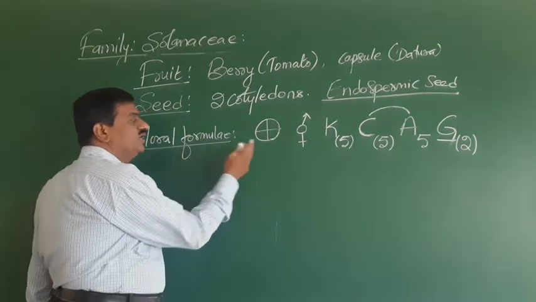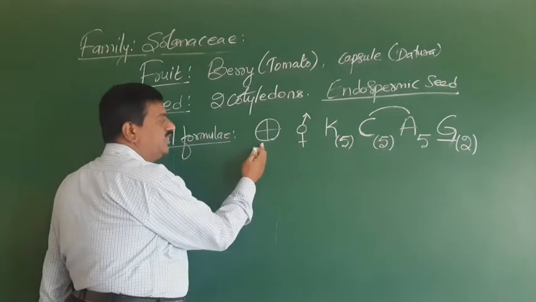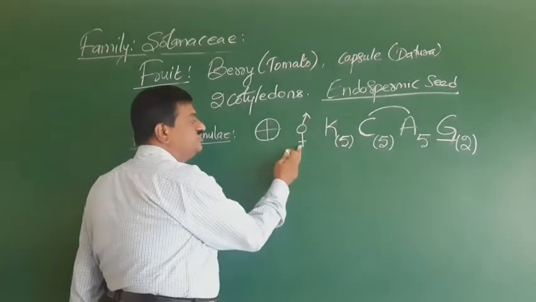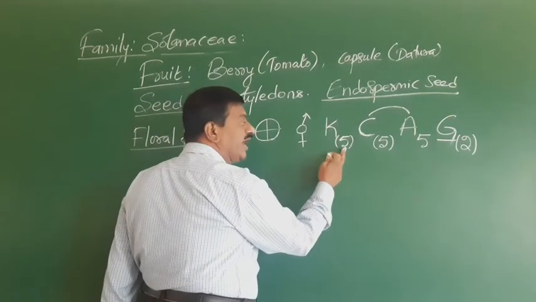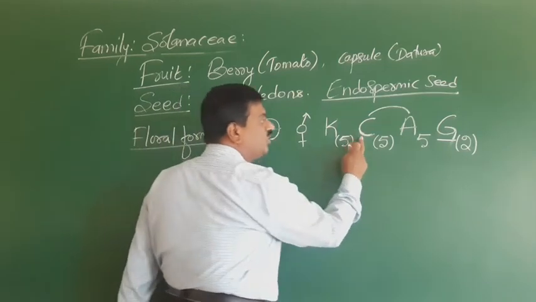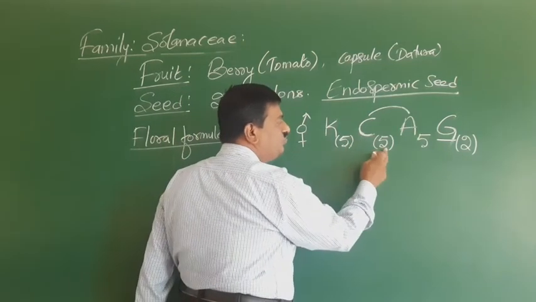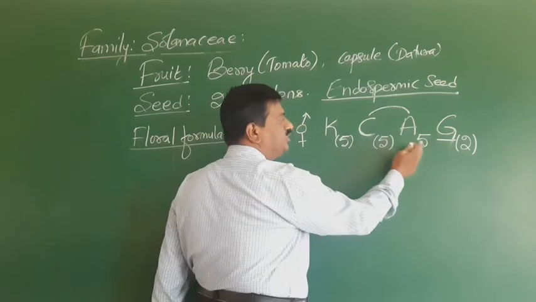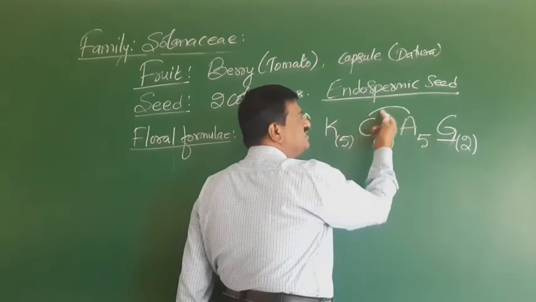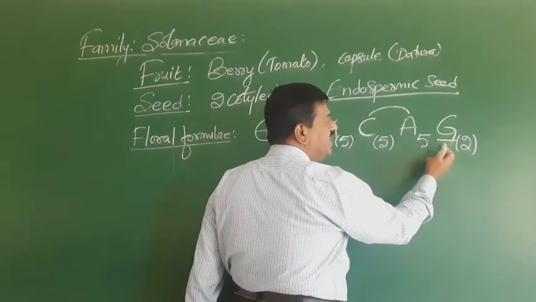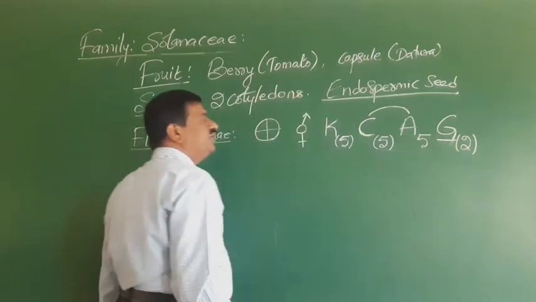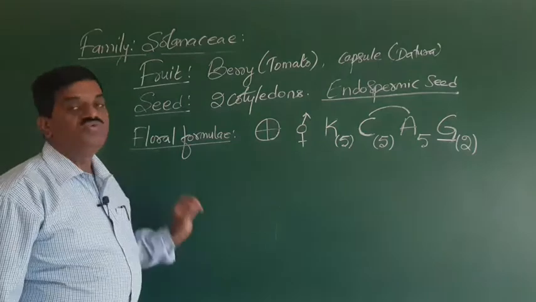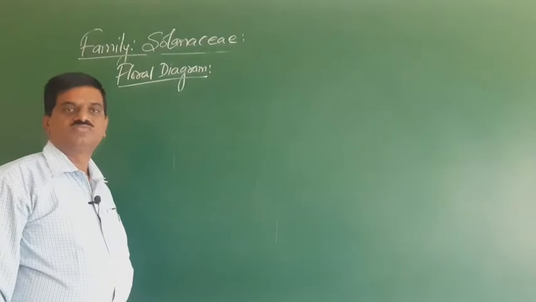So in a formula, when you write the circle, it is called as actinomorphic. This indicates bisexual. This is called as calyx, 5 fused. Corolla, petals 5 fused. Androecium, stamens 5, and it is epipetalous condition. Gynoecium, bicarpellary, syncarpous, superior ovary. This is called as floral formula.